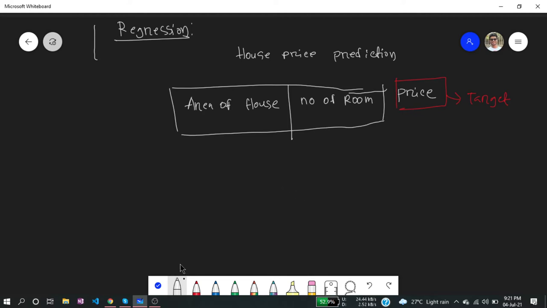I think you are supposed to know the basics of statistics. If you have learned statistics, you can say there are data types. One data type is categorical data. I think you have learned that, right? Then one is numerical data.